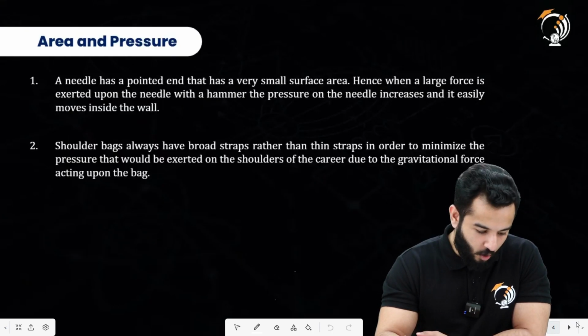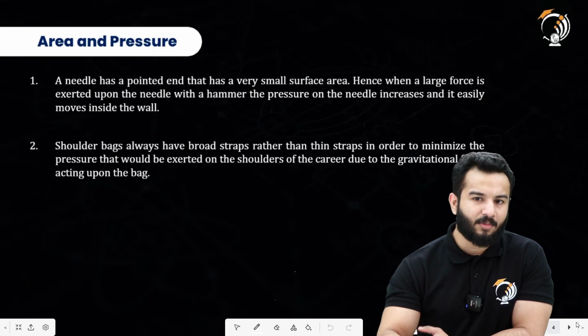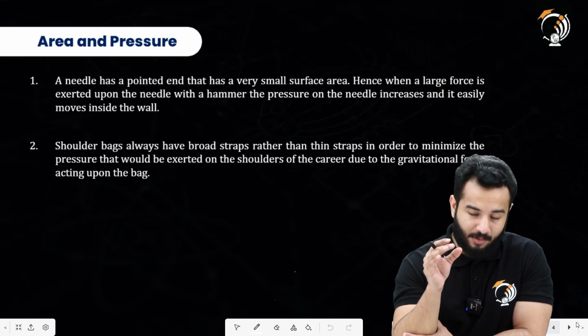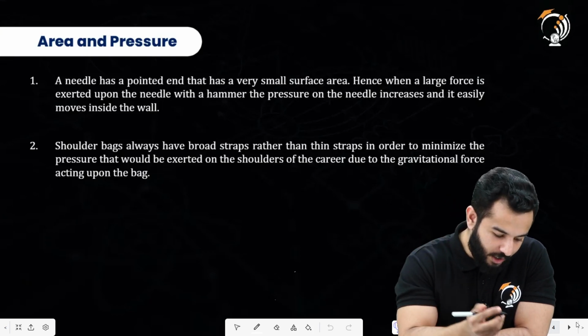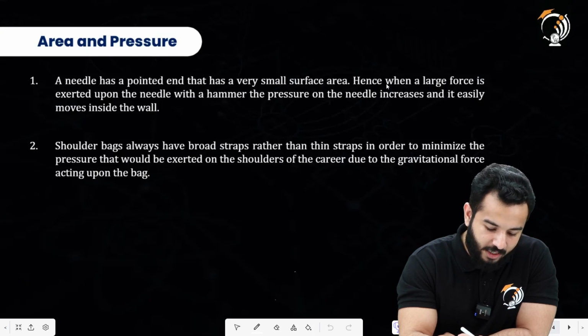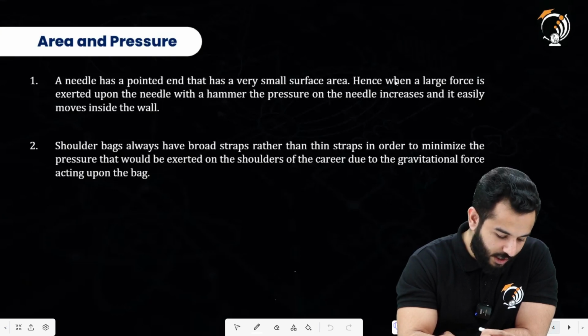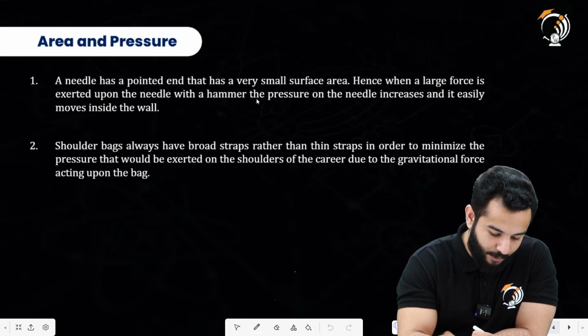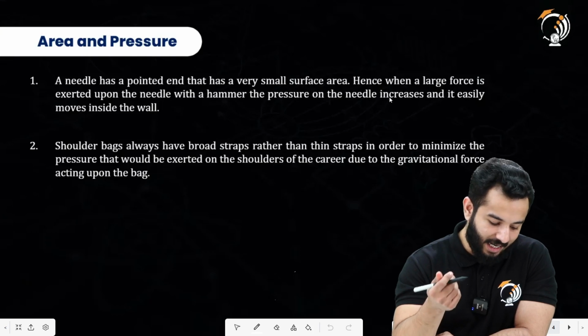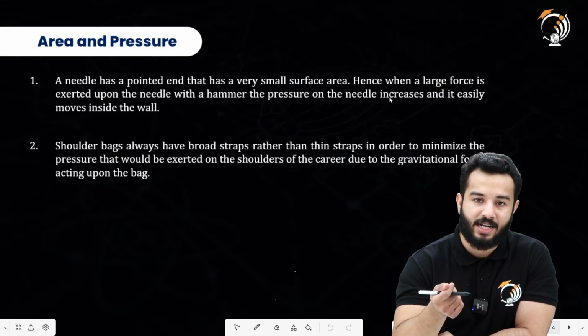Now let's move on and discuss some of the concepts related to pressure, or some of the examples. The first one is, they are saying a needle has a pointed end that has a very small surface area. Hence when a large force is exerted upon the needle with a hammer, the pressure on the needle increases, and it easily moves inside the wall.